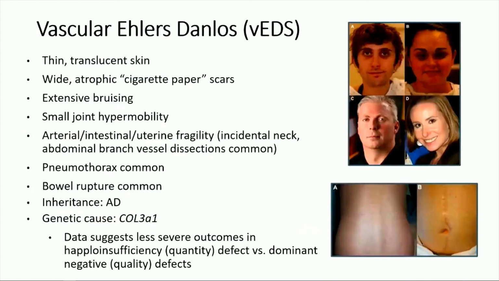So vascular Ehlers-Danlos syndrome, or VEDS, presents with thin or translucent skin. These individuals can have very wide or atrophic or cigarette paper-like scars with significant bruising.